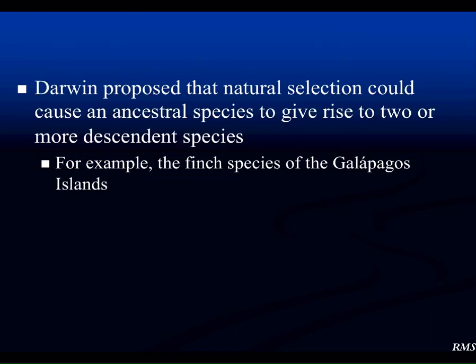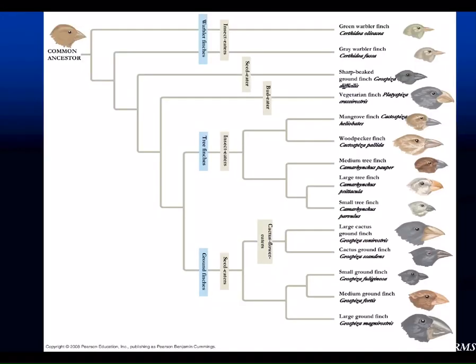So Darwin proposed that natural selection could cause an ancestral species to give rise to two or more descendants. And this is one of the things he observed with the finches in the Galapagos Islands. You could have different finches on different islands, but at the end of the day, there was some commonality between them. Now, by no means do you have to know this diagram, but these are different finches that you find in the Galapagos Islands. One of the things you notice about finches is they can be different sizes and their beak sizes are different, but they can all be traced back to a common ancestor.